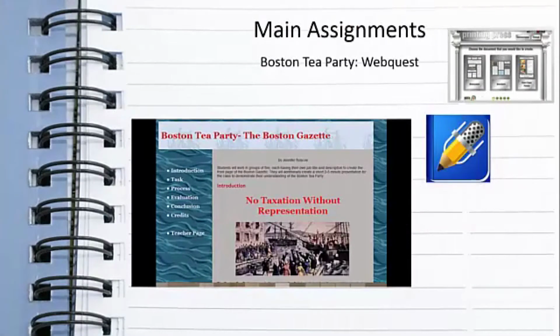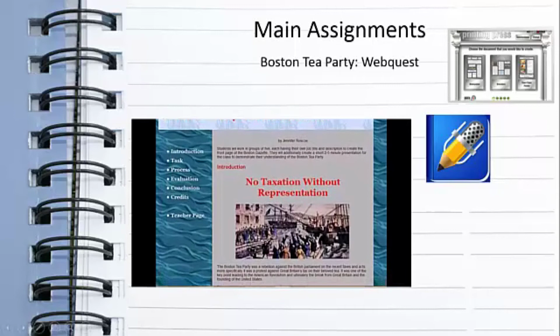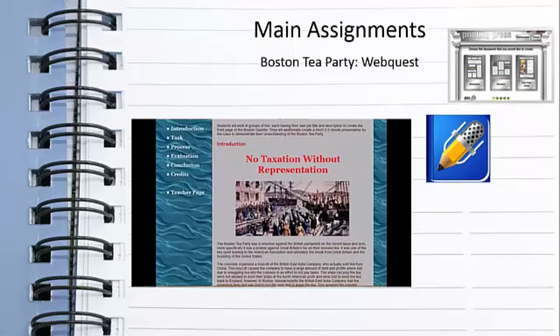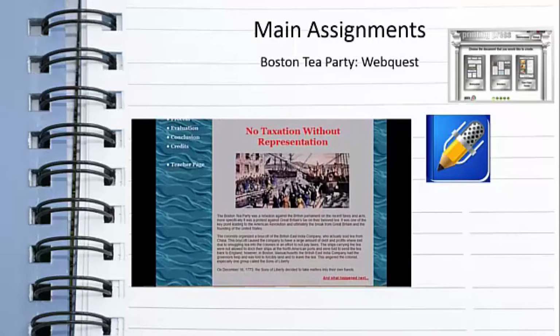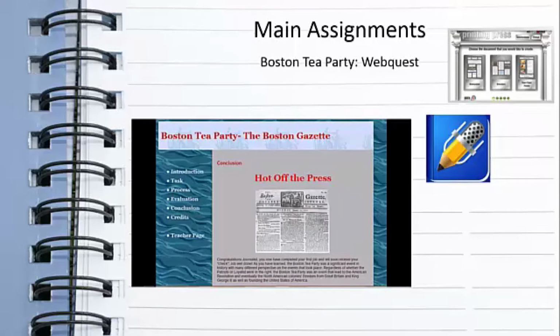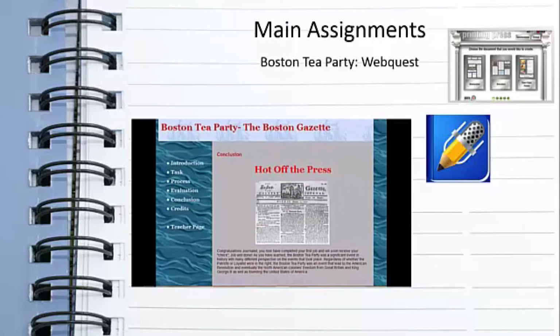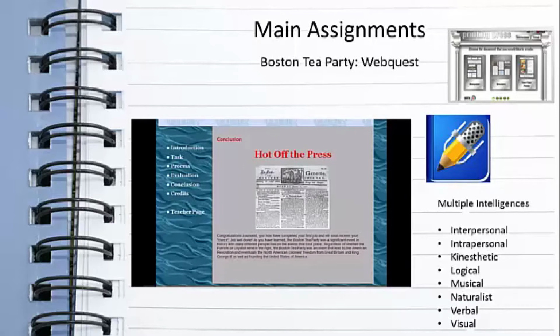Third, students will complete the Boston Tea Party web quest. Over the next week, students will be working in groups of 5 in order to complete the Boston Tea Party web quest. Each student will be responsible for creating 1 article for the front page of their group's Boston Gazette. As a group, they must also create a 2 to 5 minute presentation demonstrating their understanding of the Boston Tea Party. After they have completed their Boston Gazette, they are to create their presentation and present both their newspaper and the presentation to the class. This activity addresses multiple intelligences such as interpersonal, intrapersonal, kinesthetic, logical, musical, naturalist, verbal, and visual.